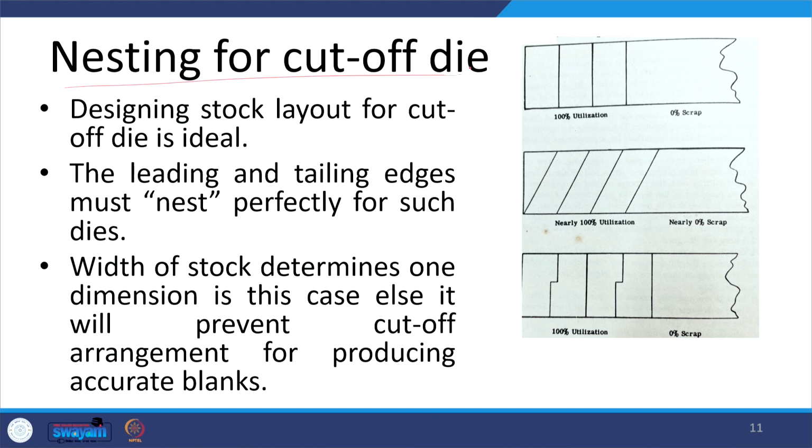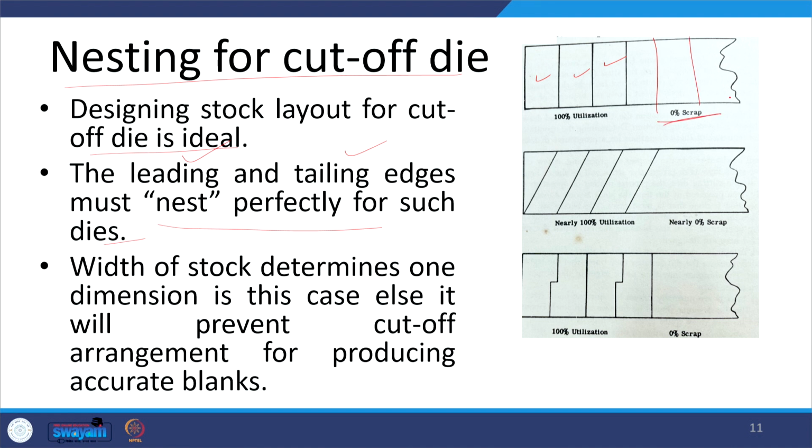So, nesting for cut off dies, how is it done? Designing stock layout for cut off dies is ideal, because it results in minimum wastage and minimum scrap, maximum yield and utilization. Leading and trailing edges must nest perfectly for such dies. If the leading and trailing edges are also accommodated as a part of the blank, then that will result in the maximum utilization. Say this is the coiled stock, so one blank, another; cutting can be done continuously and this will result in the minimum wastage.